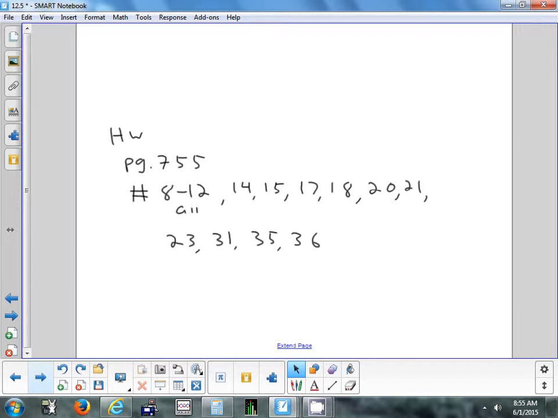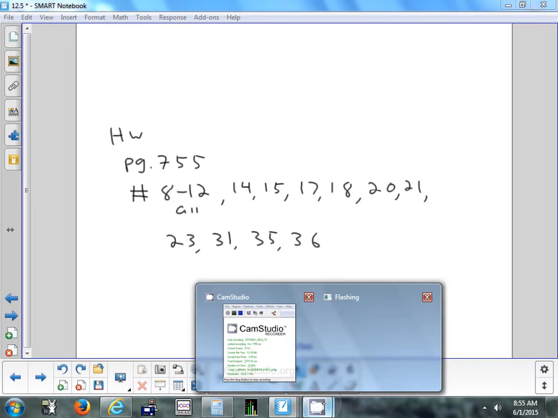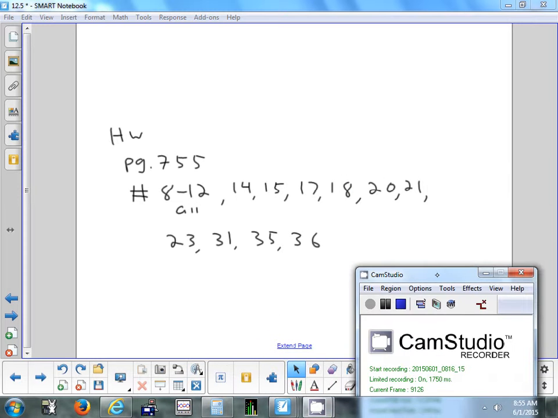So the homework, it's not really a string of problems, it's just a bunch of individual ones, except for 8 through 12, that's all. And then it's 14, 15, 17, 18, 20, 21, 23, 31, 35, and 36. We'll go over that tomorrow. I will see you tomorrow.